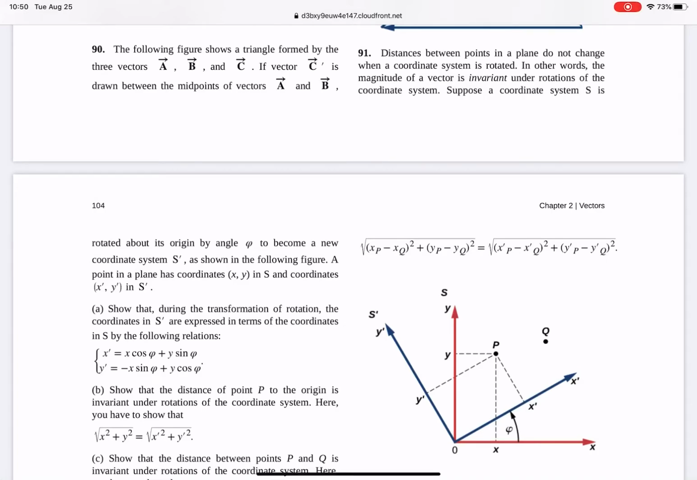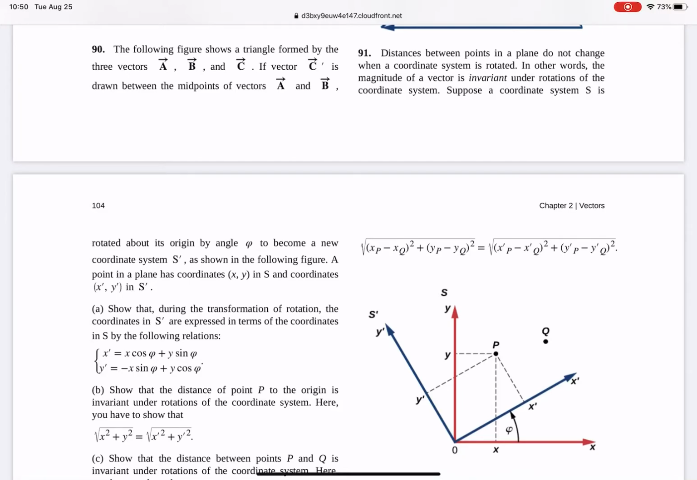Hello students, yesterday I got a request to solve one of the challenging problems from a NASA book which we don't use. So I'm going to show you how to solve this challenging problem, but I will just show part A. Now the problem is 91.